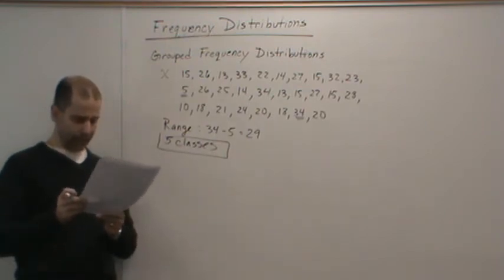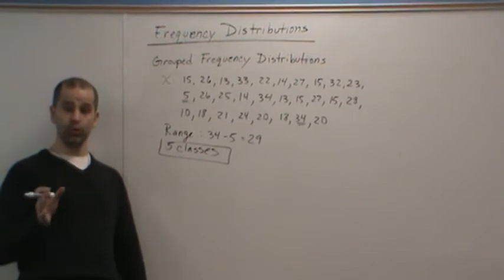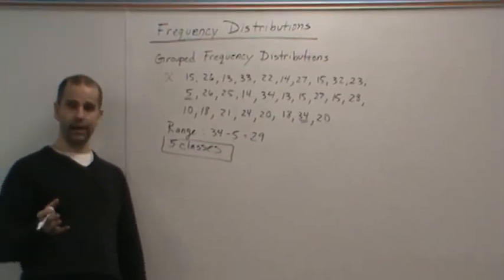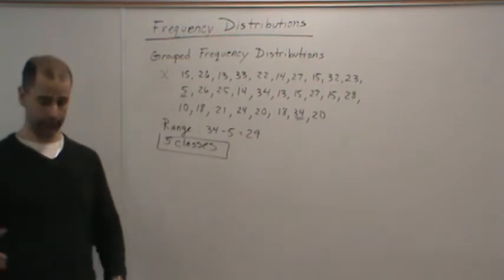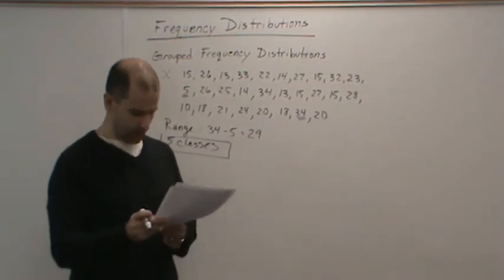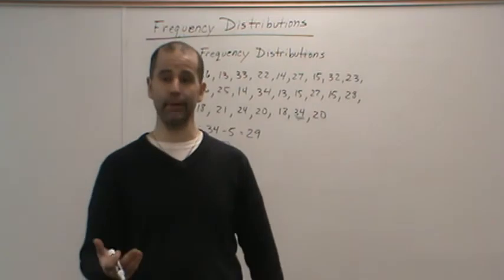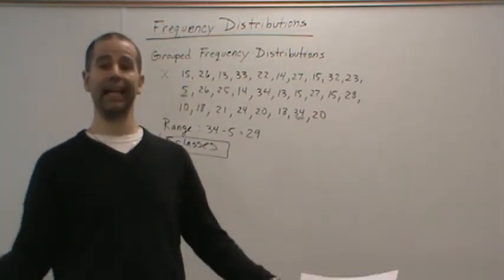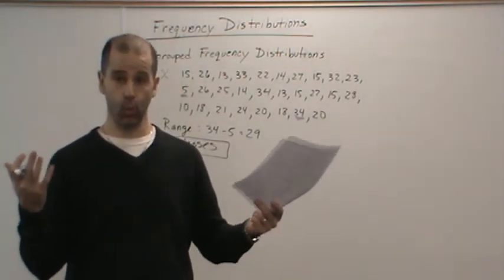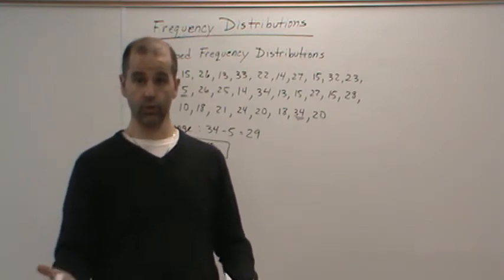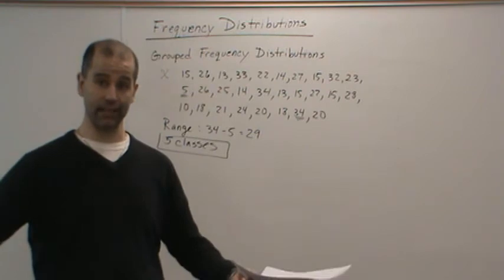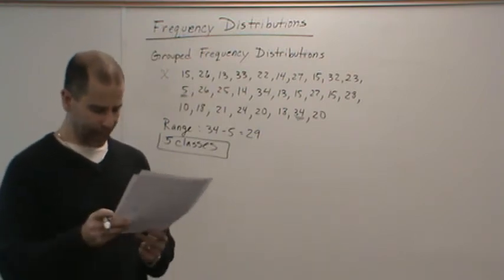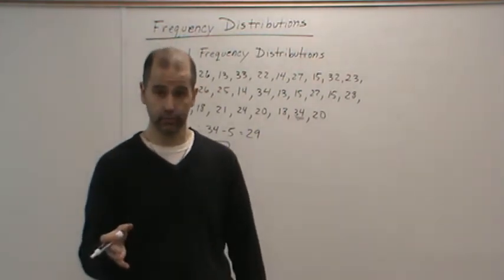The other guideline is you want your classes to be mutually exclusive. What does that mean? No overlap. You don't want classes to overlap. Okay? The other thing too is you want all-inclusive. What does that mean? All-inclusive means that all of the data falls into one of the groups. Okay? So you don't have any stragglers. You don't have any data at the end that's left out. Okay? And it's also continuous.